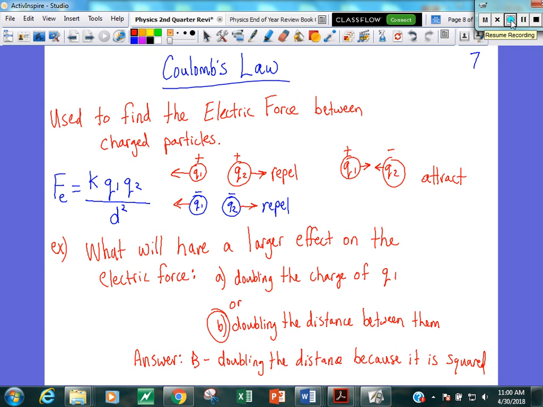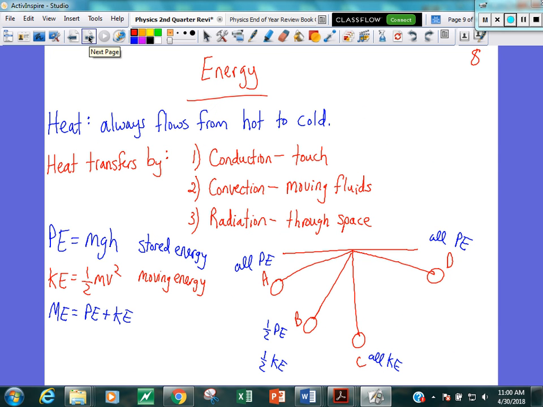Okay guys, let's go to the final page and the final topic to review in this little booklet. This is the back cover page now, page number 8. I want you to title it Energy. We talked a lot about energy, guys, and one of the things that we talked a little bit about was heat. I want you to remember that heat always flows from hot to cold. So it's the transfer of energy from a hot object to a colder object. So it always goes from hot to cold.